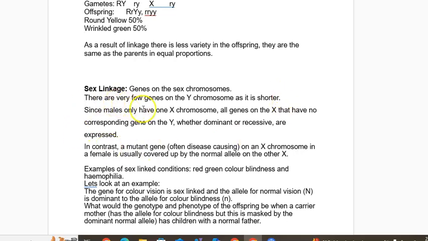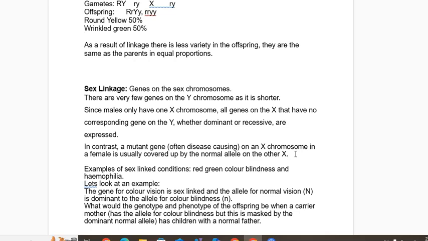Now, since males have only one X chromosome, all genes on the X chromosome that have no corresponding gene on the Y, whether dominant or recessive, are expressed. In contrast, a mutant gene, often disease-causing, on an X chromosome in a female is usually covered up by the normal allele on the other X chromosome. We'll look at an example of that.